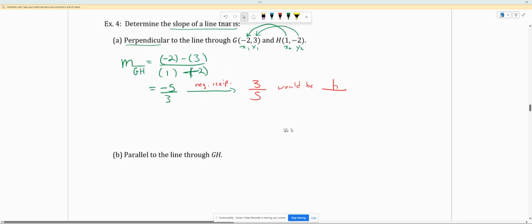All right. And how about parallel? Well, we already just got the slope, so this is as easy as it gets. We can directly just copy it. So m would equal -5/3. This would be parallel because they are equivalent, because they are identical.